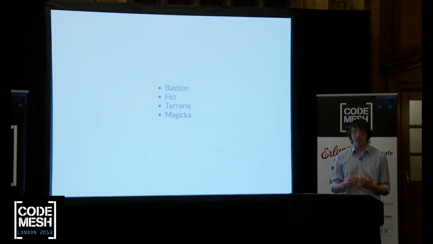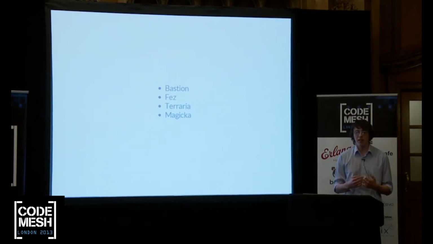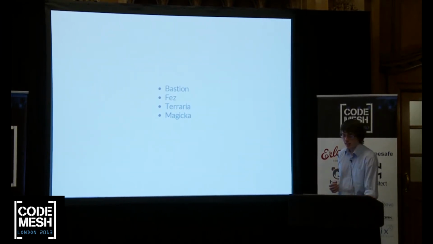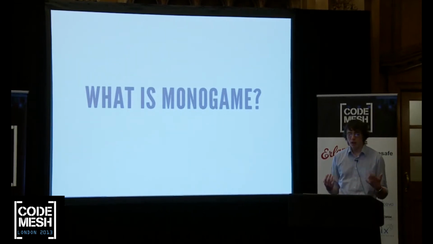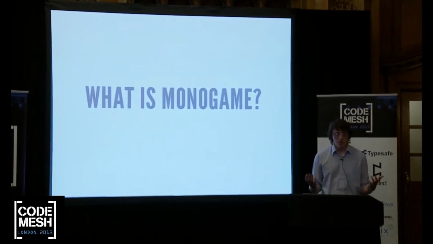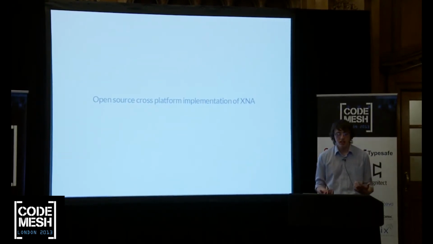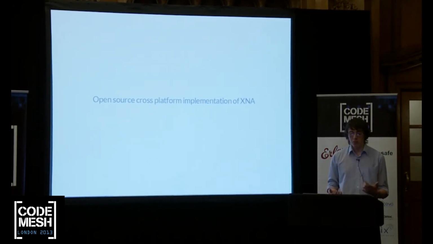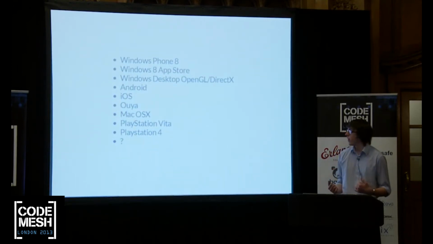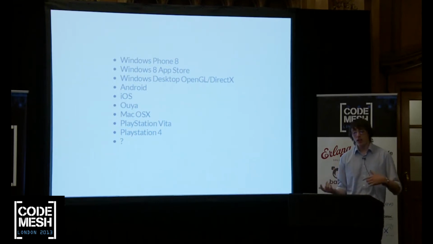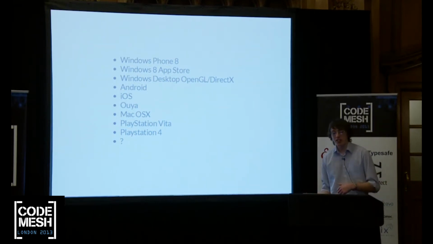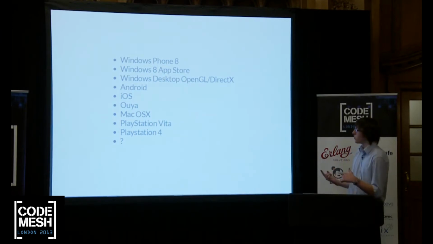So somebody decided that they wanted to run XNA games on their iPhone. And hence came along Monogame. So Monogame is essentially an open source cross-platform implementation of XNA. When I say cross-platform, I really do mean cross-platform. Windows Phone 8, Windows 8 App Store, Windows Desktop in either OpenGL or DirectX flavors, Android, iOS, Ouya, Mac OS X, PlayStation Vita, PlayStation 4, and who knows where next.